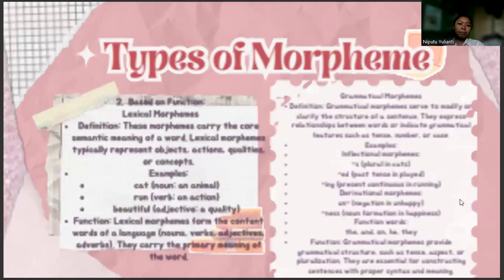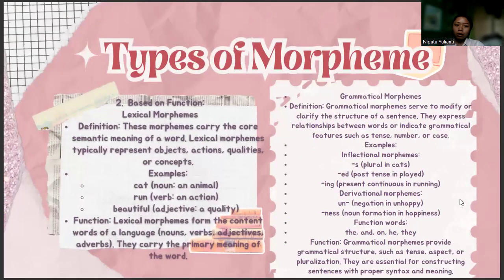Next, based on function, there are two also. The first one is lexical morphemes. These morphemes carry the core semantic meaning of a word. Lexical morphemes typically express objects, actions, qualities, or concepts. For example, cat, a noun, an animal; run, a verb, an action; and beautiful, an adjective, a quality. Lexical morphemes form the content words of a language: nouns, verbs, adjectives, and adverbs also. They carry the primary meaning of the word.